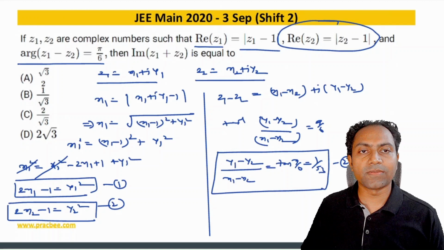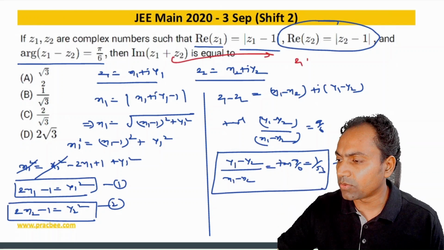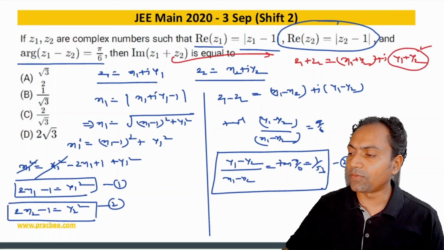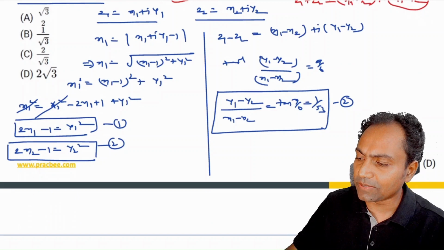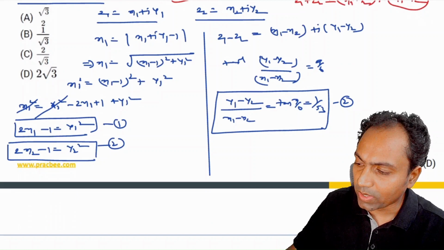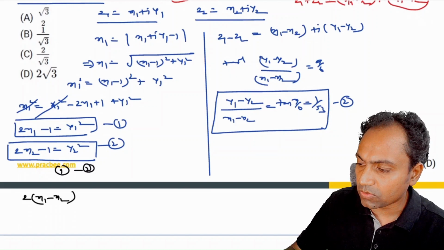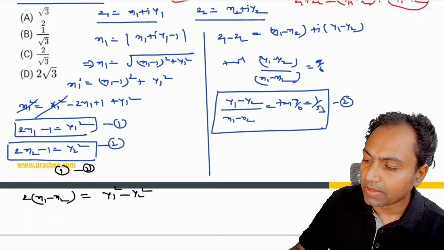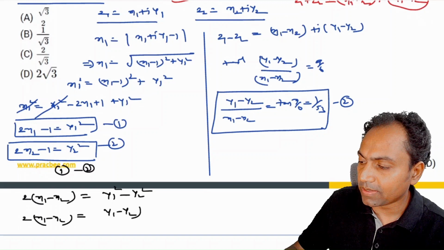Now, what we can observe here is what they're asking is imaginary part of z1 plus z2. Now, what is z1 plus z2? So if I add z1 and z2, it is (x1 plus x2) plus i times (y1 plus y2). So this is nothing but the value of y1 plus y2. So for finding that, now we can use a very simple technique using this equation. So if I subtract from equation 1, equation 2, what I'm going to get is 2 times (x1 minus x2) is nothing but y1 square minus y2 square.